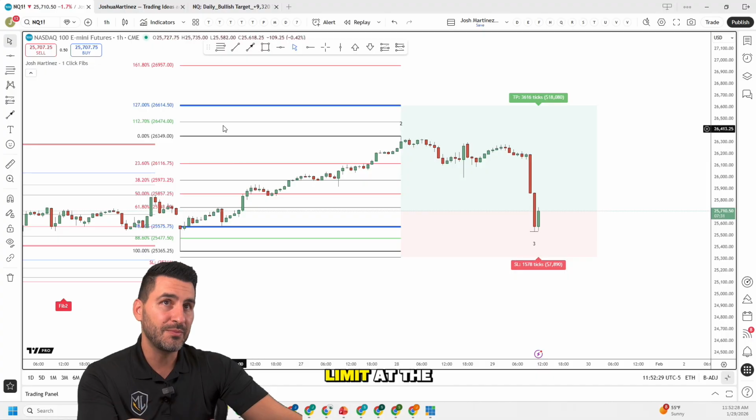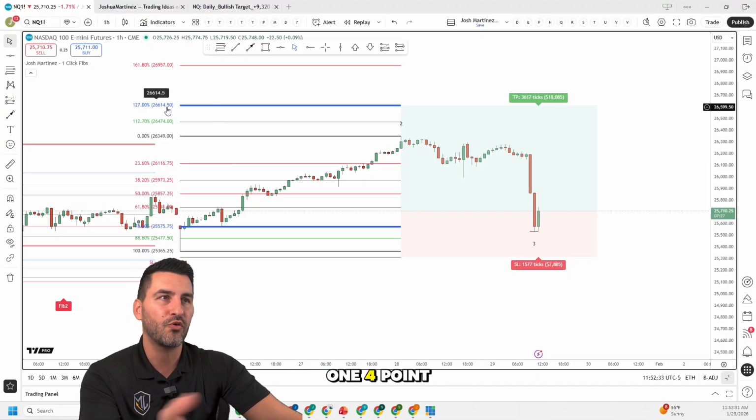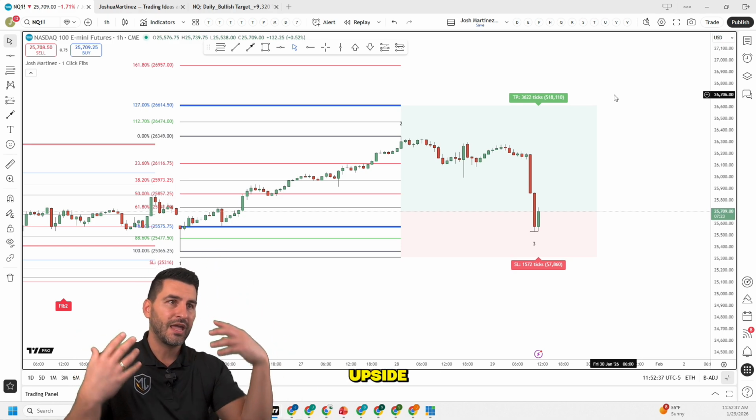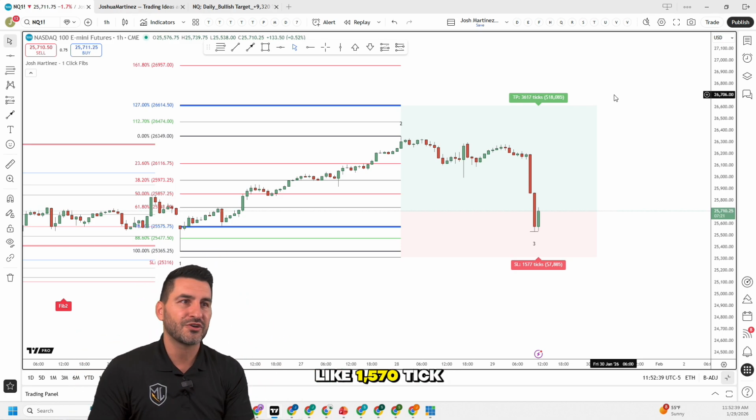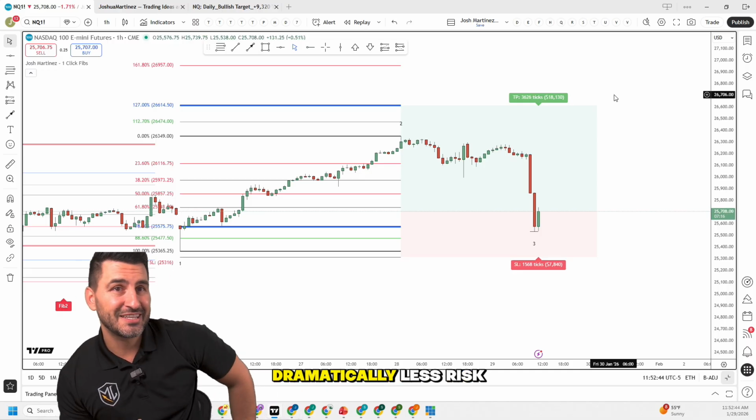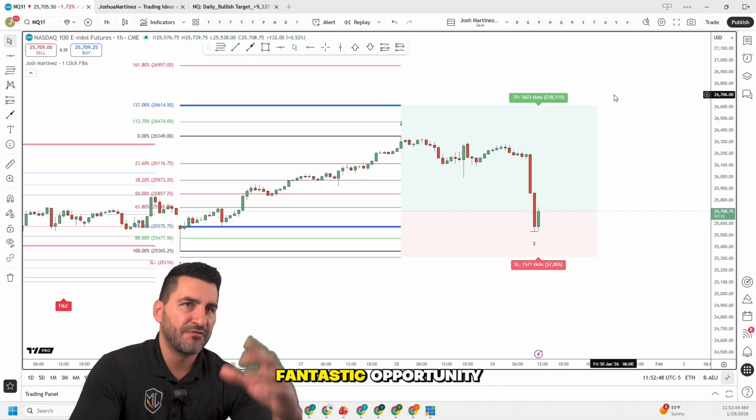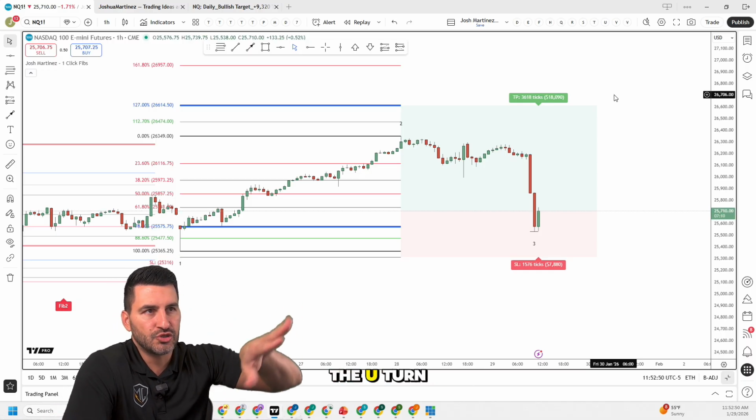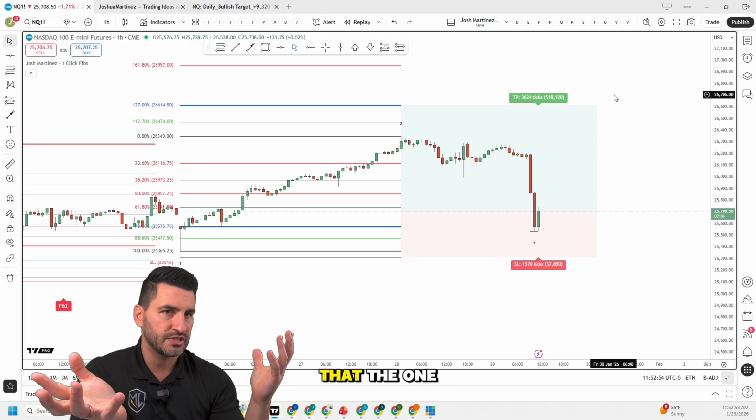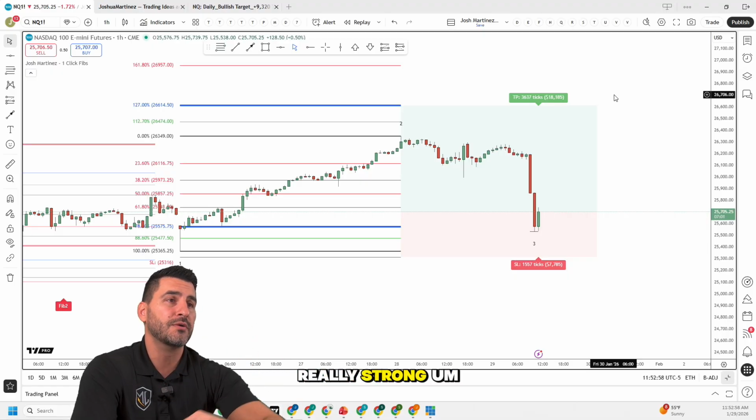We can place our limit at the Fibonacci extension, which is price point 26614.50. So there's a 3,600 tick upside, and then there's like a 1,570 tick downside. So that is dramatically less risk than the daily time frame. So this is a fantastic opportunity, especially if we begin the U-turn. I know it's been a dramatic sell-off, and of course the one boundary could be taken out, but ultimately right now it looks really, really strong.